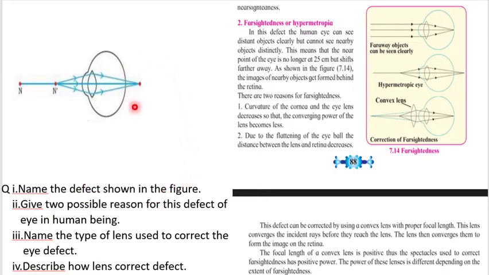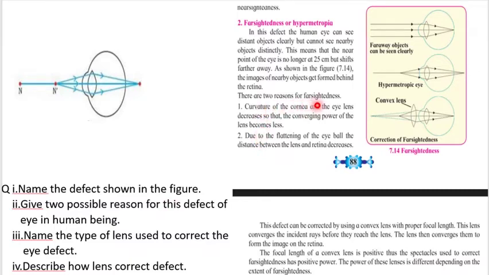From the diagram only we can find out it is hypermetropia, as the image of a nearby object falls behind the retina. What is hypermetropia? In this defect, the human eye can see distant objects clearly but cannot see nearby objects distinctly. Here, name the two possible reasons for this defect.